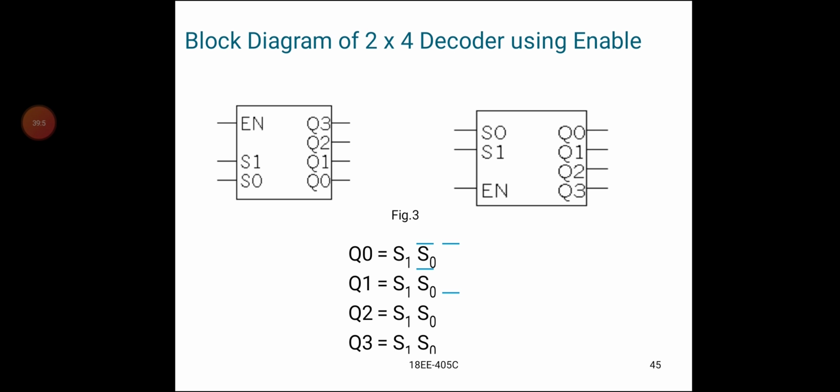Q0 is equivalent to H0 complement and S1 complement, Q1 equivalent to H0 complement dot S1, Q2 equivalent to H0 and S1 complement, Q3 equivalent to H0 dot S1.